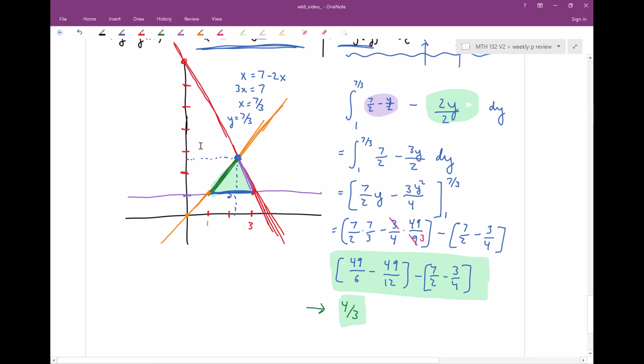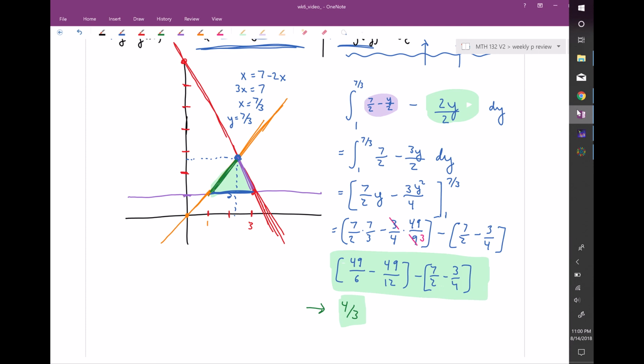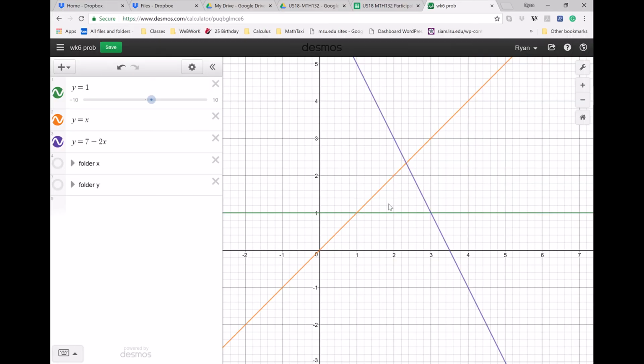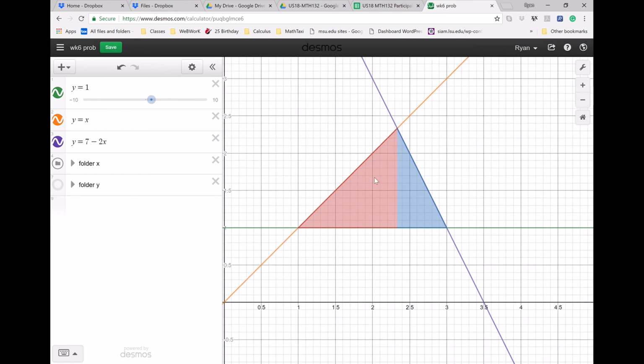Also, as an FYI, I did also sketch this out on a Desmos app here. Let's see, there it is. So we got a picture that looks very similar to this. Again, if you were to integrate this with respect to x, you would need to break it up here. And you would need to find the area of this red triangle and the area of this blue triangle. However, integrating with respect to y, you're able to do this in one fell swoop.